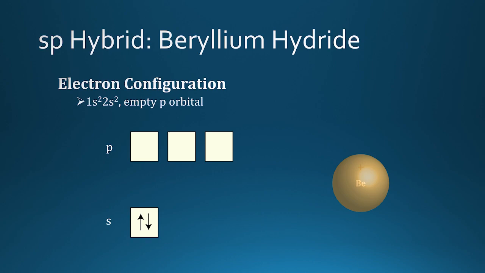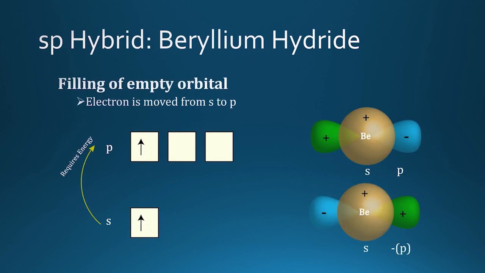Beryllium hydride has an electron configuration of 1s2, 2s2, and empty p orbitals. The 2s electrons are paired, and one of the electrons must be promoted to the empty 2p orbital before hybridization. Promoting an electron requires excitation energy, but this is more than compensated later by the decrease in energy caused by the formation of bonds. The result is beryllium having an s and a p orbital. Addition of the s orbital to the p orbital via constructive overlap gives us one of the sp hybrid orbitals, and addition of opposite phase gives us the other hybrid orbital.